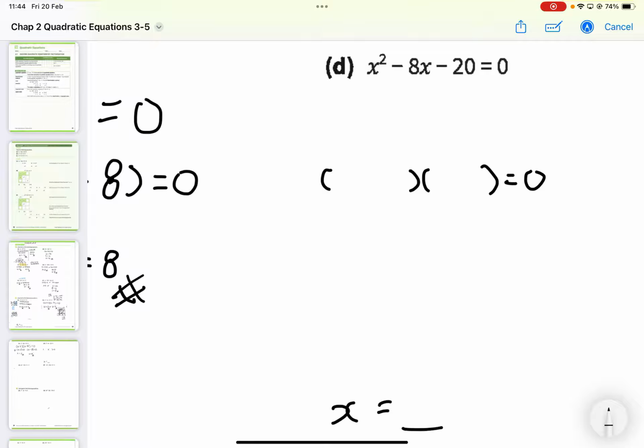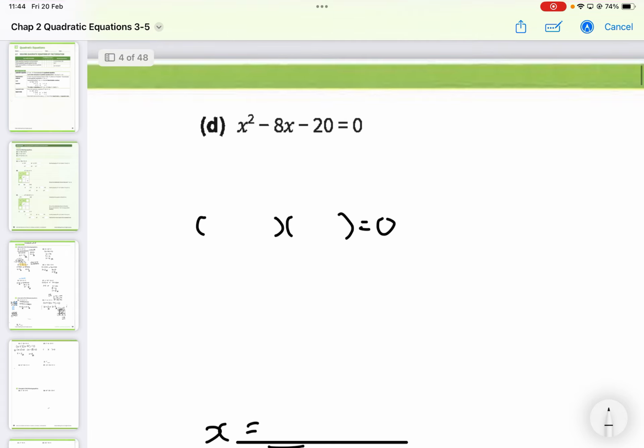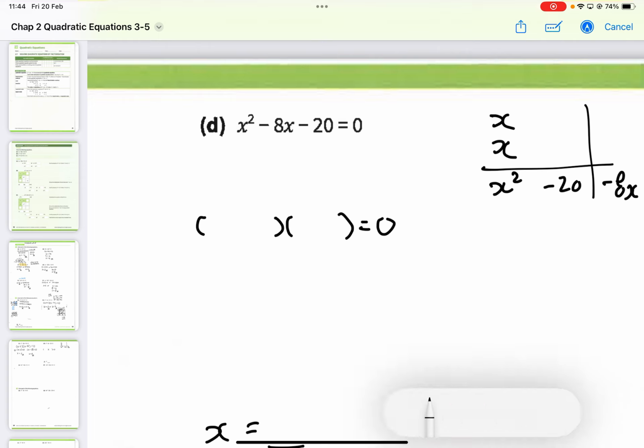I need to factorize. And then how do I factorize? We go and use this grid. Using this grid, I must be thinking what multiply what can give me x squared. So the only possible solution is x times x. x times x will give me x squared. Then I must be thinking what times what to give me 20. So I will go and list down the possibility.